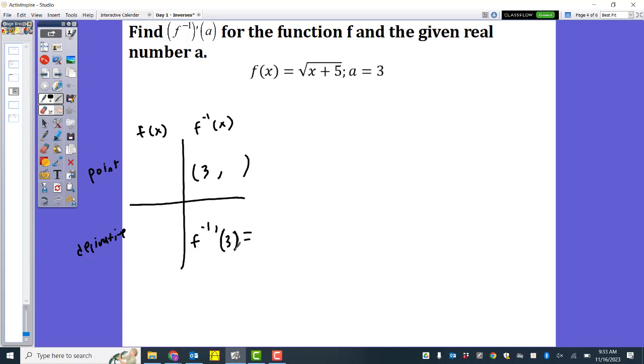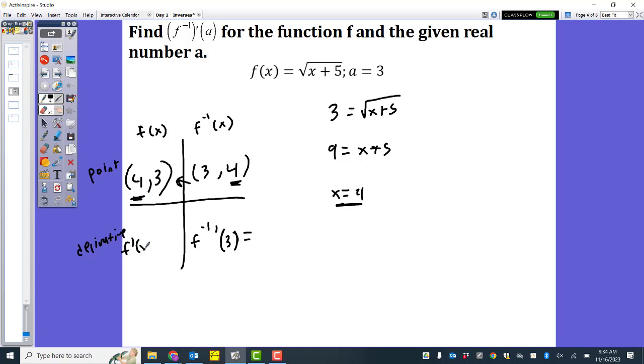Okay? Now, this is the point we know. How does that relate to the original function? Well, we know the points are flipped. So this is the y value of the original function. Well, let's find the x value of the original function. 3 equals square root x plus 5. Square both sides. 9 equals x plus 5. So x equals 4. So when x equals 4, your y is 3. So that fills out that point right there. And now, because we know the x of the original function, we can find the derivative at that x value.